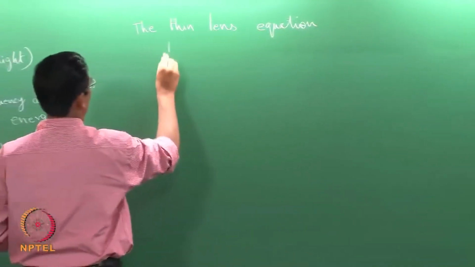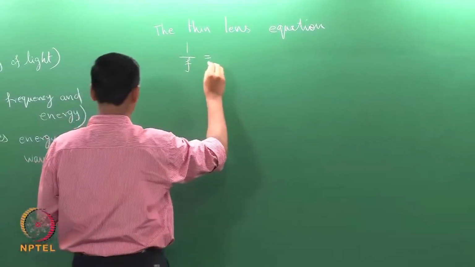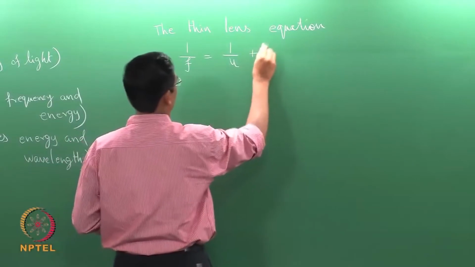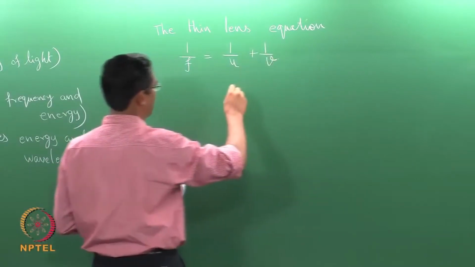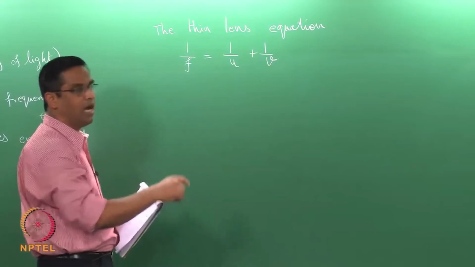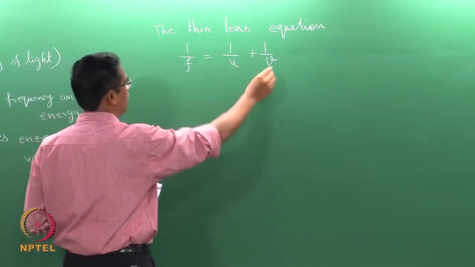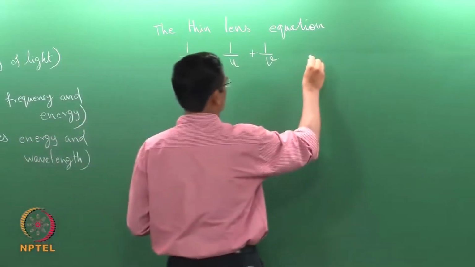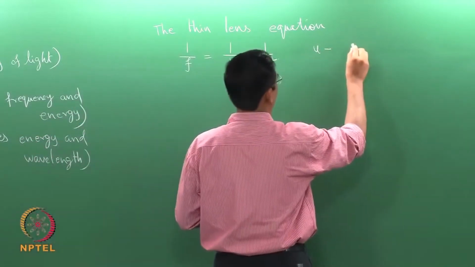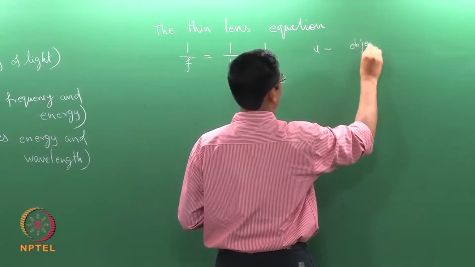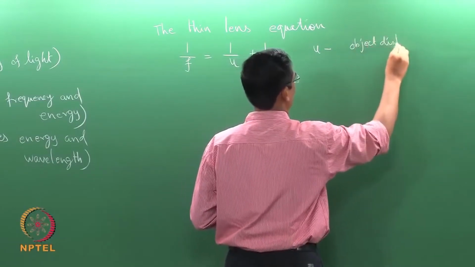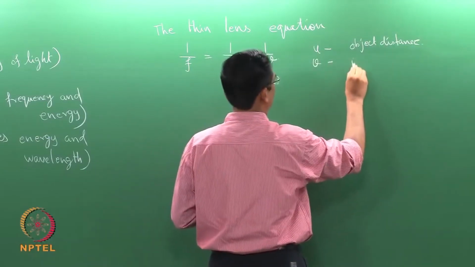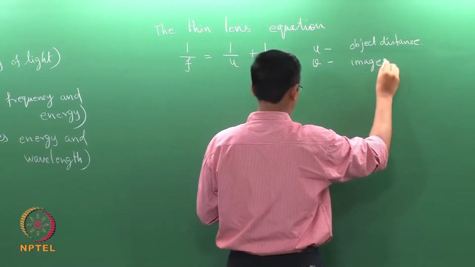That is 1 by f equal to 1 by u plus 1 by v. So, here instead of a and b, I have used u and v, which is very common notation in optics. So, u is the object distance and v is the image distance.